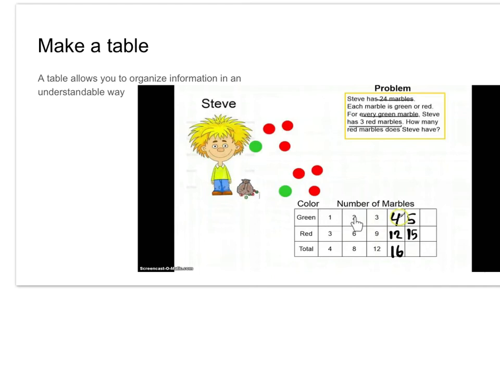If they have 2 green marbles, then they're going to have 6 red marbles. If they have 3 green marbles, then they're going to have 9. As you say, for every green, there's going to be 3 red. So basically, you're adding 3 each time. With this table, you can organize it all the way until you get this total of 24 on the bottom. Making a table allows you to organize information in a way that you can understand it. It's easy to see, easy to visualize. This is one of my favorite strategies.